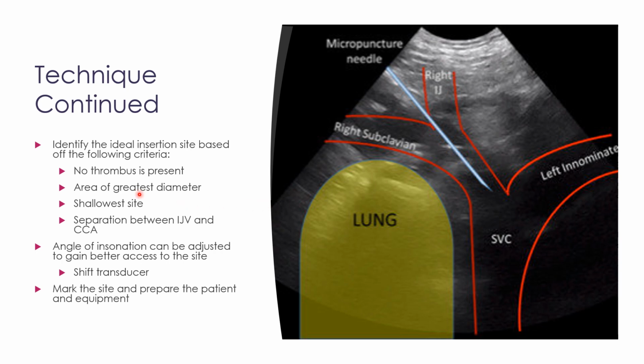So some of the things that are going to help you decide exactly what part of this jugular you're going to go for the approach is, like we mentioned already, verify that there's no thrombus present. Also, look at the greatest diameter of the vessel. Obviously, if you have a bigger target, it's easier to hit it, so we're going to be looking for the greatest diameter. And then the shallowest site, so we don't run out of needle length to get there. And finally, you want to look for good separation between the internal jugular vein and the common carotid artery, so you don't accidentally penetrate that artery.